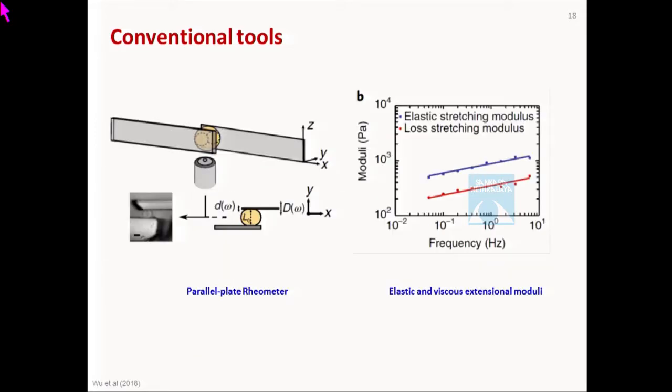And this is another technique called the parallel plate rheometer. Here you have the cell resting on the surface, and you bring the top surface in contact and apply an oscillating load on the cell. When you do that, you simultaneously track the cell deformation using optics, and the deformation of the cell and the load are correlated. By applying different frequencies, you can measure the elastic and loss modulus, which can help you get the total Young's modulus of the cell.